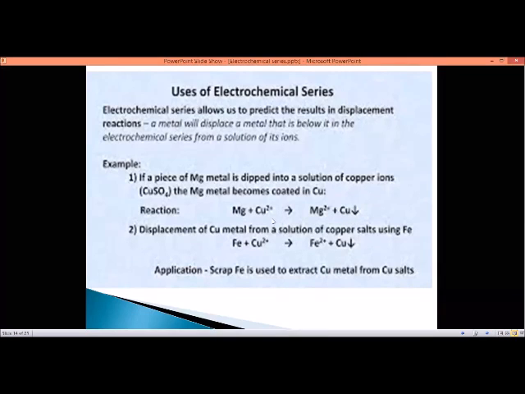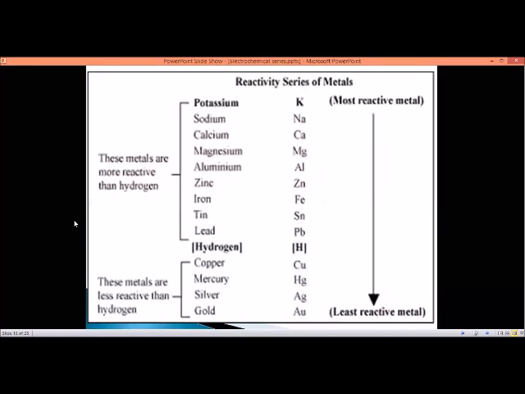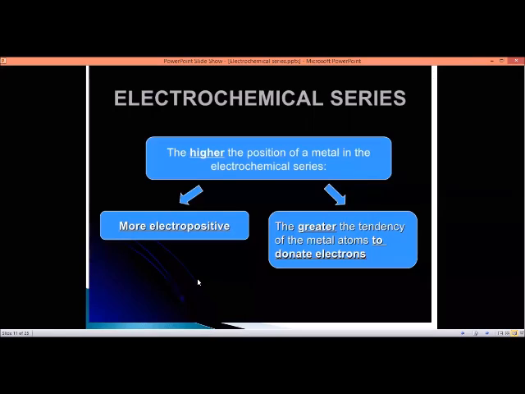So, how can I use the electrochemical series and tell you? Let me go back to my electrochemical series. If you see, magnesium is on top, copper is at the bottom. So magnesium is more reactive, copper is less reactive. That's the reason for what is happening. Magnesium is going inside the solution and it is allowing the copper to come and get absorbed on the surface. So the more reactive metal will displace the less reactive metal.